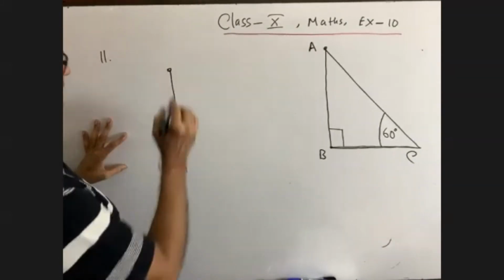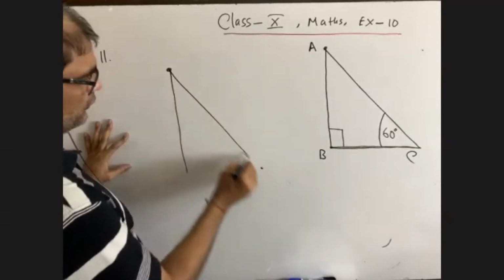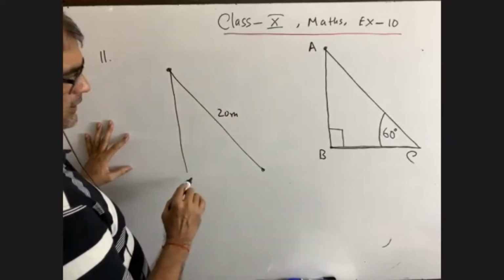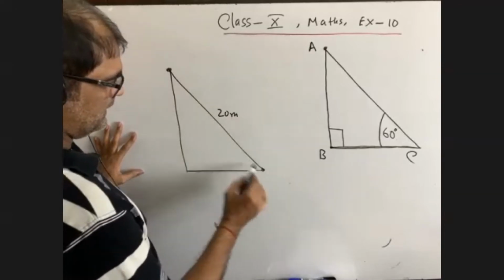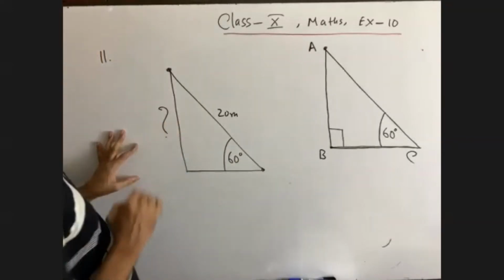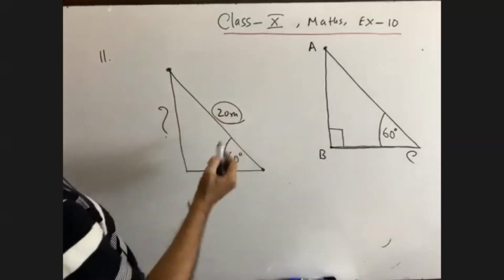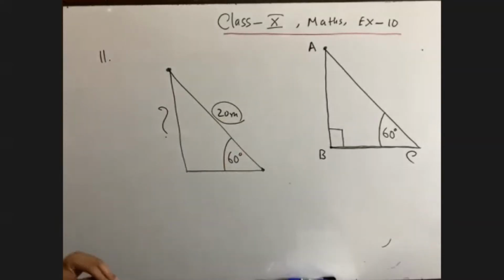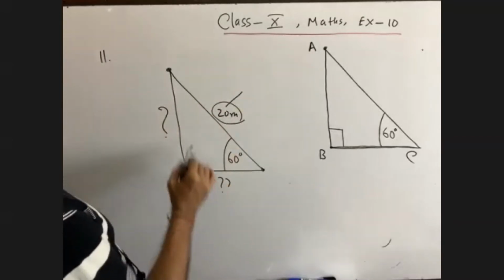Suppose this is a tree. It is a foot of the tree. Any point, suppose I have taken any point. It is 20 meter. And this point is here, so that the angle is 60 degree. Now the question is, what is the height? But the students become very confused. Is this height or is this base? Please try to understand. The students become confused. This 20 meter is base or height.